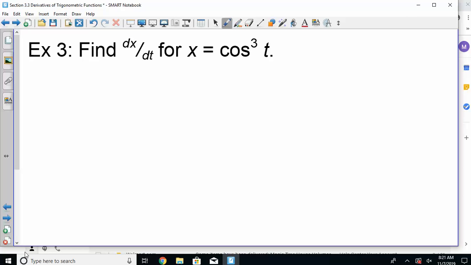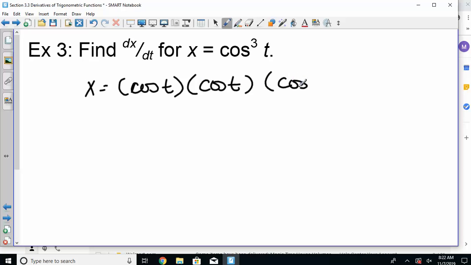Okay. So we have a cosine to the third. We know how to do the derivative of like an x to the third, but if it's anything else to the third power, we don't know how. So if it were like x plus 1, we would have multiplied it out 3 times. So what I'm going to do is write this as cosine t times cosine t times cosine t. Okay. That third power just means we have 3 of them.